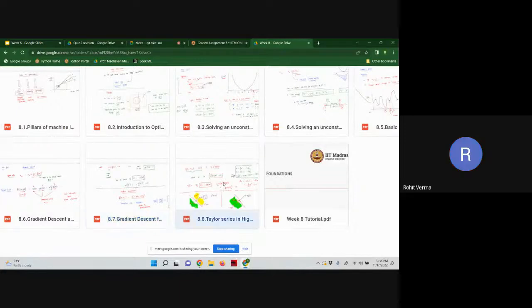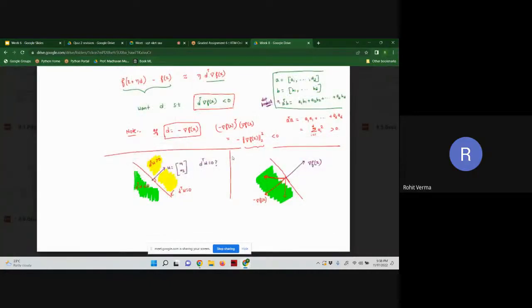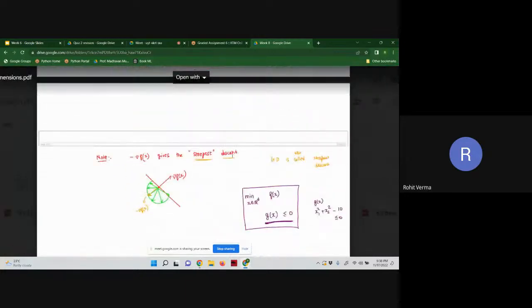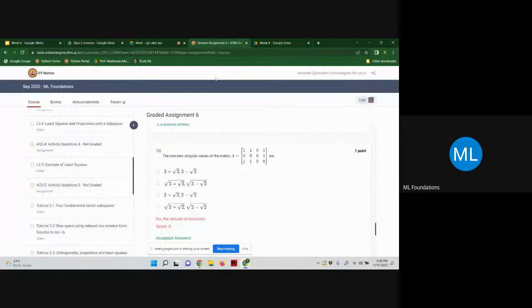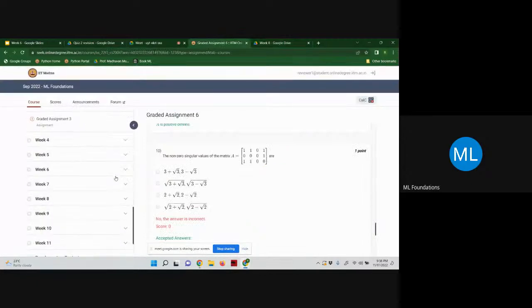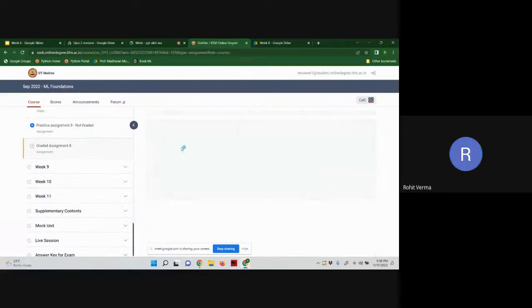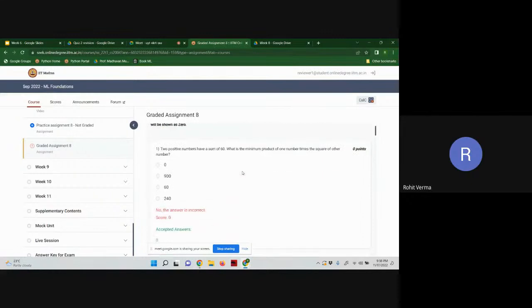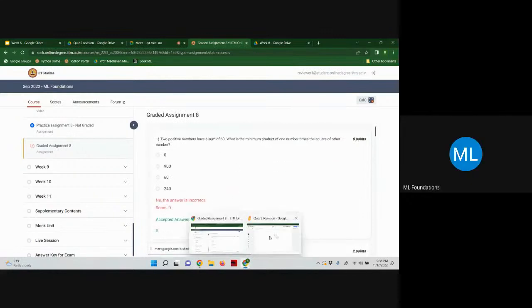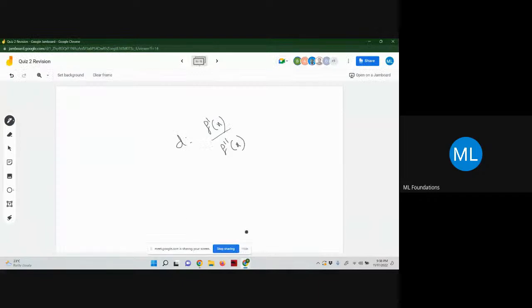From this Taylor series and gradient descent, will this type of question that you explained come, or the questions in the graded assignment of week 8? What we'll be asking is, I'll tell you the questions that might be asked. We'll be asking you to minimize it. We won't be asking you to do it with gradient descent or any other algorithm. We just ask you to minimize it.